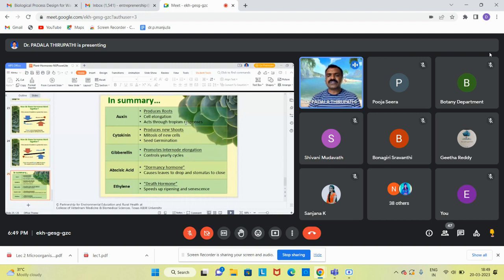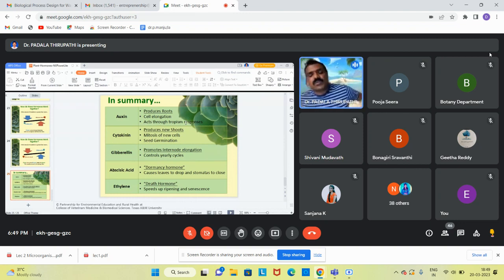And mitosis of new cells, and seed germination. So seed germination is also important for cytokinin along with gibberellin. Gibberellin is also a main phytohormone for the germination of seeds, because it induces the alpha amylase enzyme activity caused by the gibberellin. And gibberellins promote internode elongation, and also control the yearly cycle of the plants.